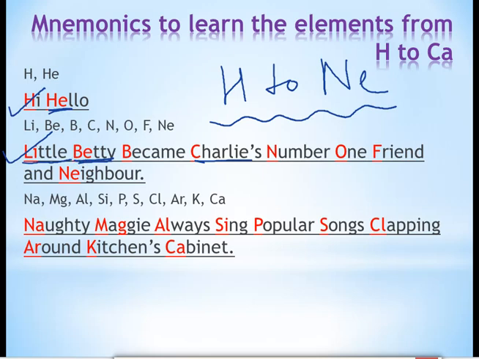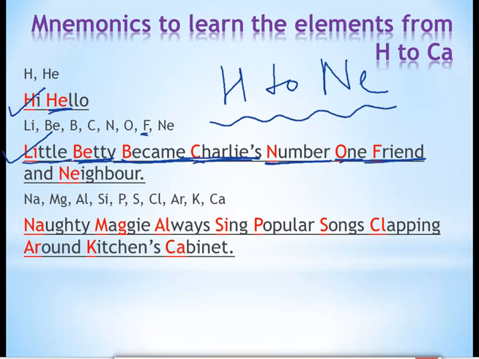From Betty we will take Be for beryllium. From became we will take only B for boron, and from Charlie's we will take C for carbon. From number we take N for nitrogen. From one we take O for oxygen. From friend we take F for fluorine, and from neighbor we take Ne for neon. So that is the simple mnemonic by which you can learn the elements from hydrogen to neon easily. Hi hello little Betty became Charlie's number one friend and neighbor, right?